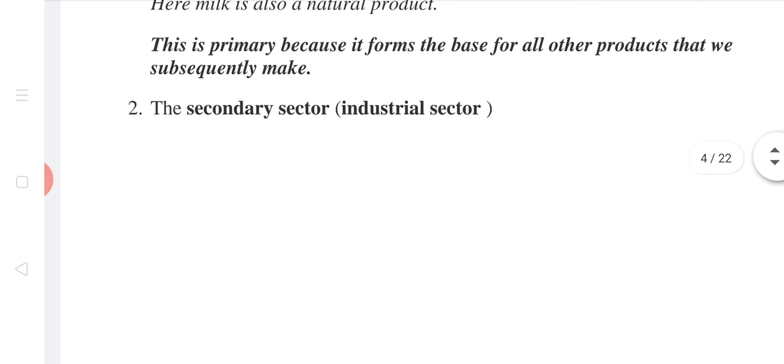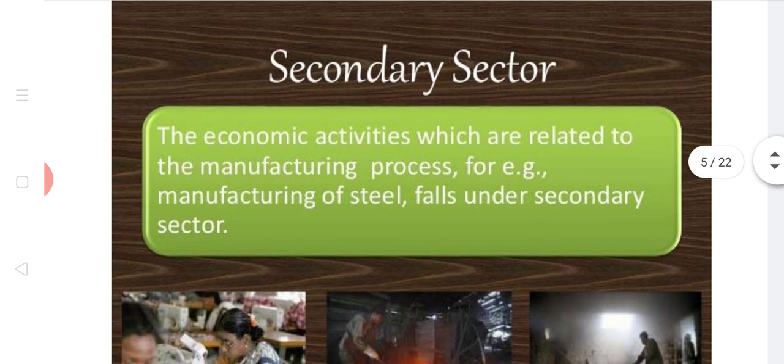The second sector is our secondary sector. We call it the industrial sector, or the manufacturing sector. Secondary sector covers the economic activities which are related to the manufacturing process. For example, manufacturing of steel falls under the secondary sector. Manufacturing may be automobiles, electronic or electrical items, the steel industry, or other constructions, and all these are under manufacturing, or the secondary sector.